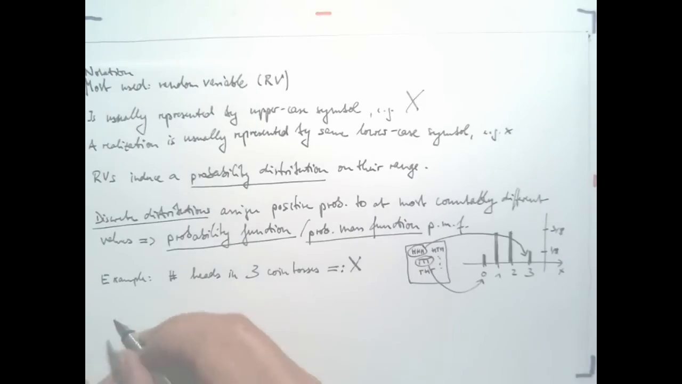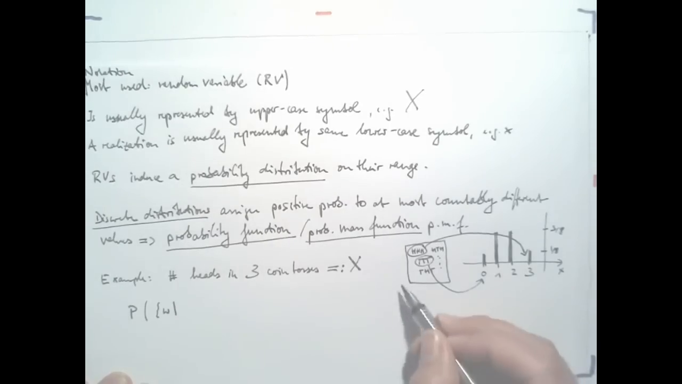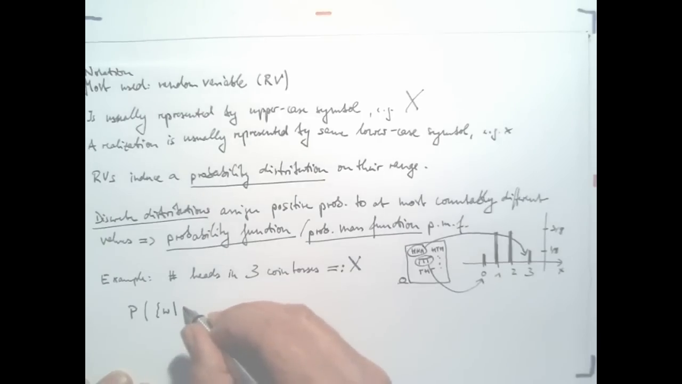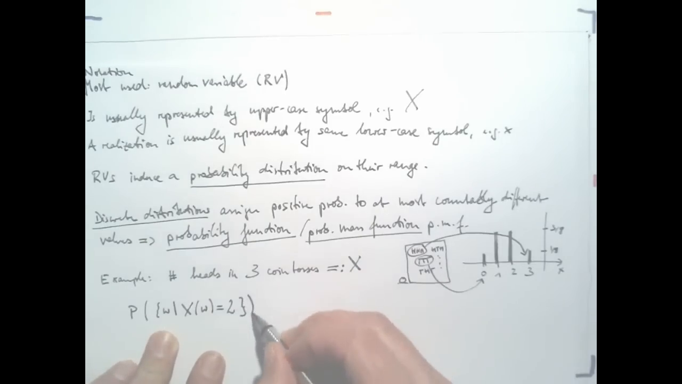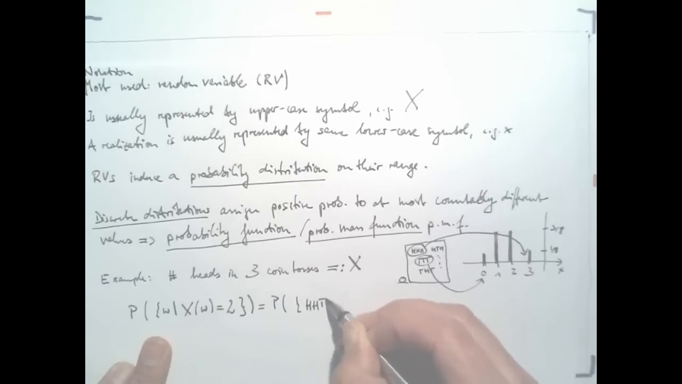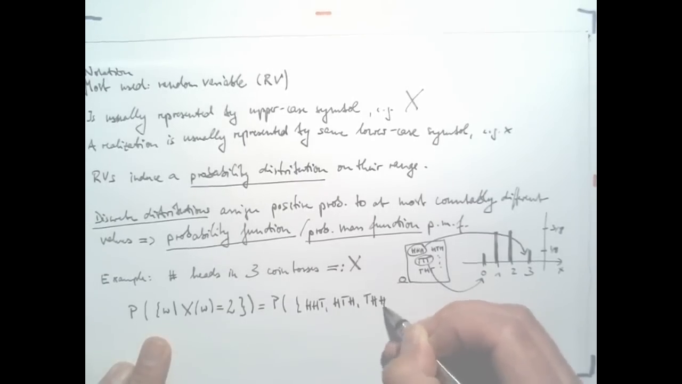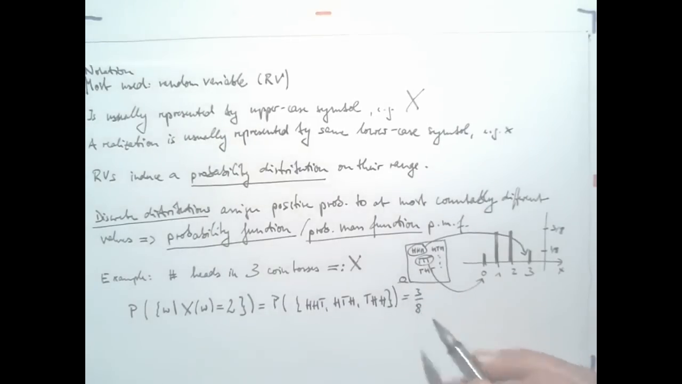So the probability that any outcome, this is a small omega from my event space omega, I'm interested in all the outcomes that are mapped to a value of 2 of this random variable. So I'm interested in all outcomes that have 2 heads in 3 coin tosses, and in the probability of all that. So this is the probability of having either head, head, tail, or head, tail, head, or tail, head, head in the 3 tosses. This is 3 favorable outcomes out of the total number of 8.